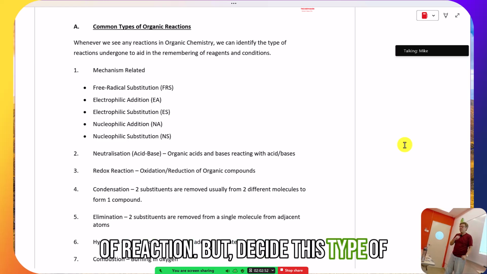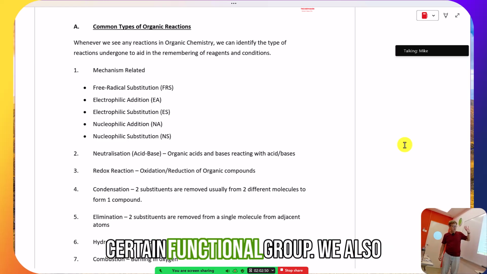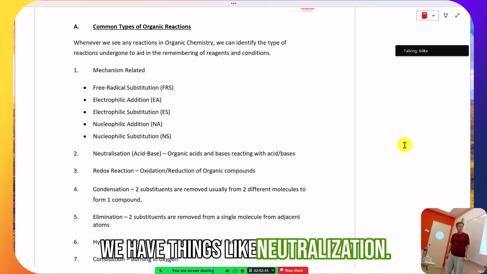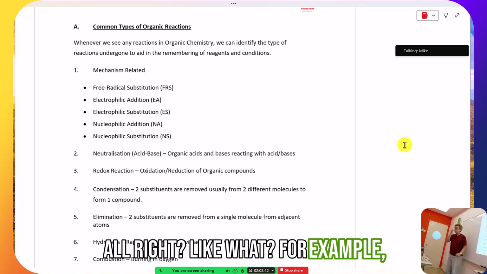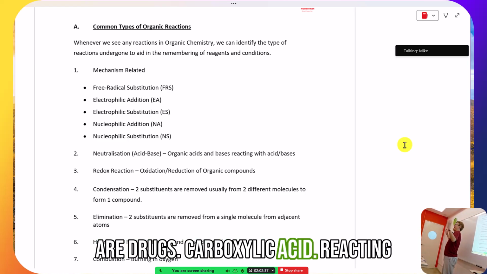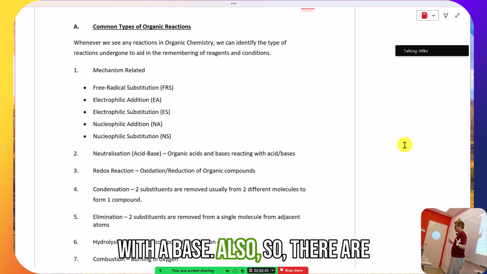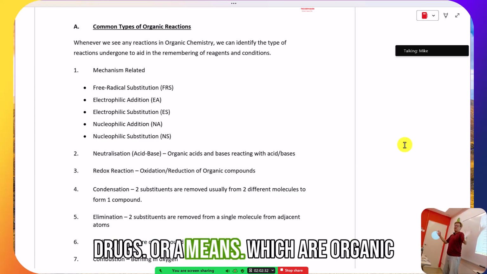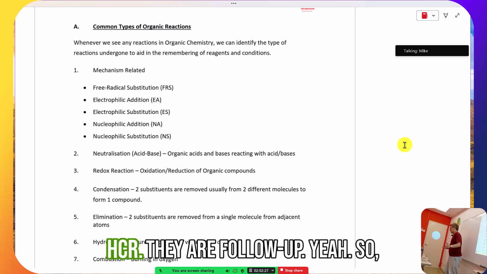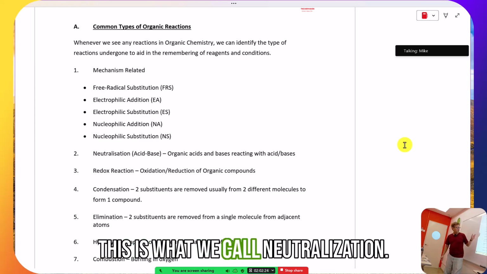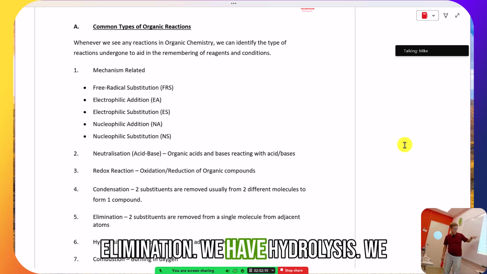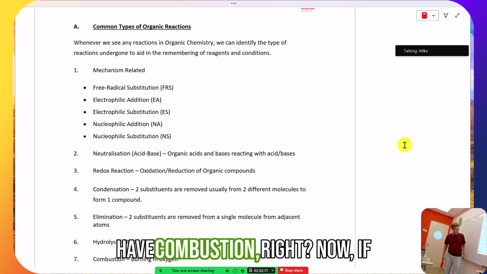But besides these types of reaction, which are mostly based on certain functional groups, we also have other reactions, like neutralization. For example, phenol reacting with sodium hydroxide, carboxylic acid reacting with a base, also sodium hydroxide, or amines, which are organic bases, reacting with something like HCl. Do you all follow? So this is what we call neutralization. And of course, we also have redox, condensation, elimination, hydrolysis, and combustion.